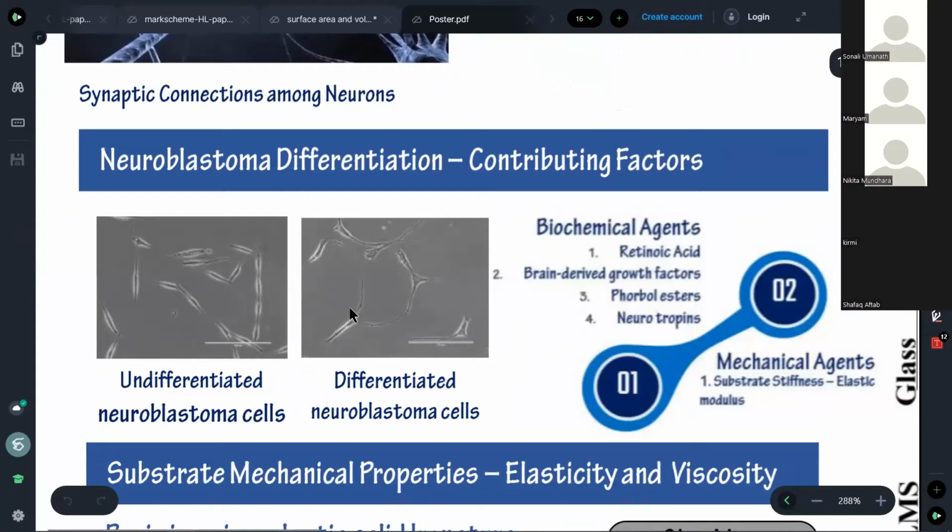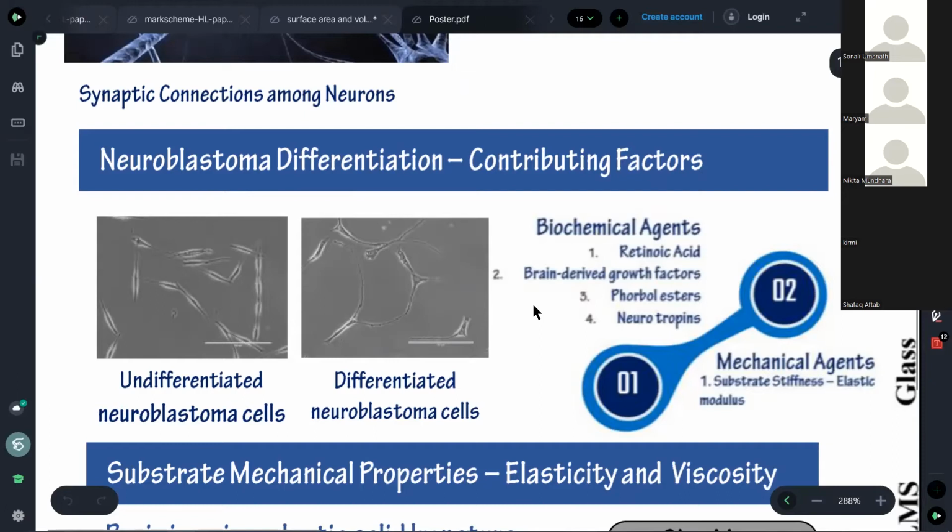But as the cells differentiate, what happens? The neurites get longer and they start connecting to other neurons. And that is what we mean by differentiation. This is a normal process that happens in the brain, but it happens over a period of time. As the neuron cells grow, they differentiate and start connecting. And neuroblastoma is happening in the undifferentiated cells, which have not yet made connections.